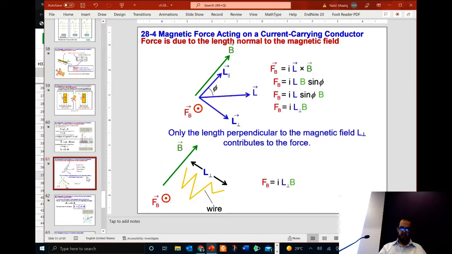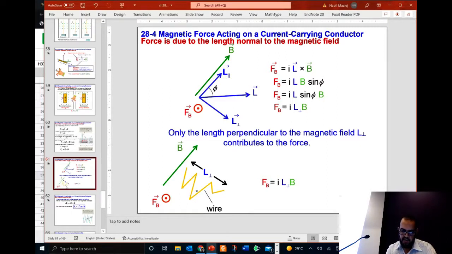Okay, so we said if the length of the wire is not perpendicular, like in this case, the length vector has a parallel component and a perpendicular component to the magnetic field vector, we can just multiply the perpendicular component, L perpendicular times B times I, to determine the force.